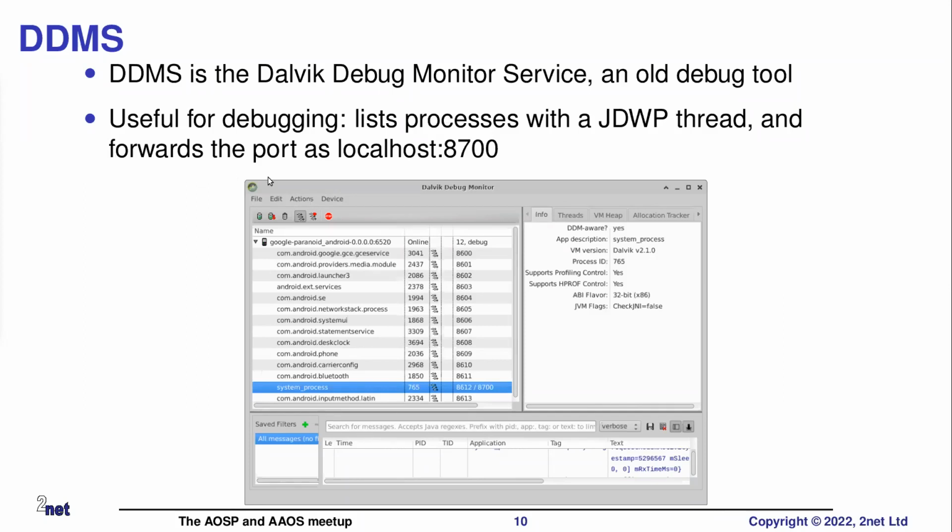So I can run DDMS. I can see the list of processes here. I can click on the one I want, for example, system process. And you can see here it says 8700, and it's highlighted in blue. That means it's actually done a port forward for me so that I can attach to that JDWP thread through port number 8700.